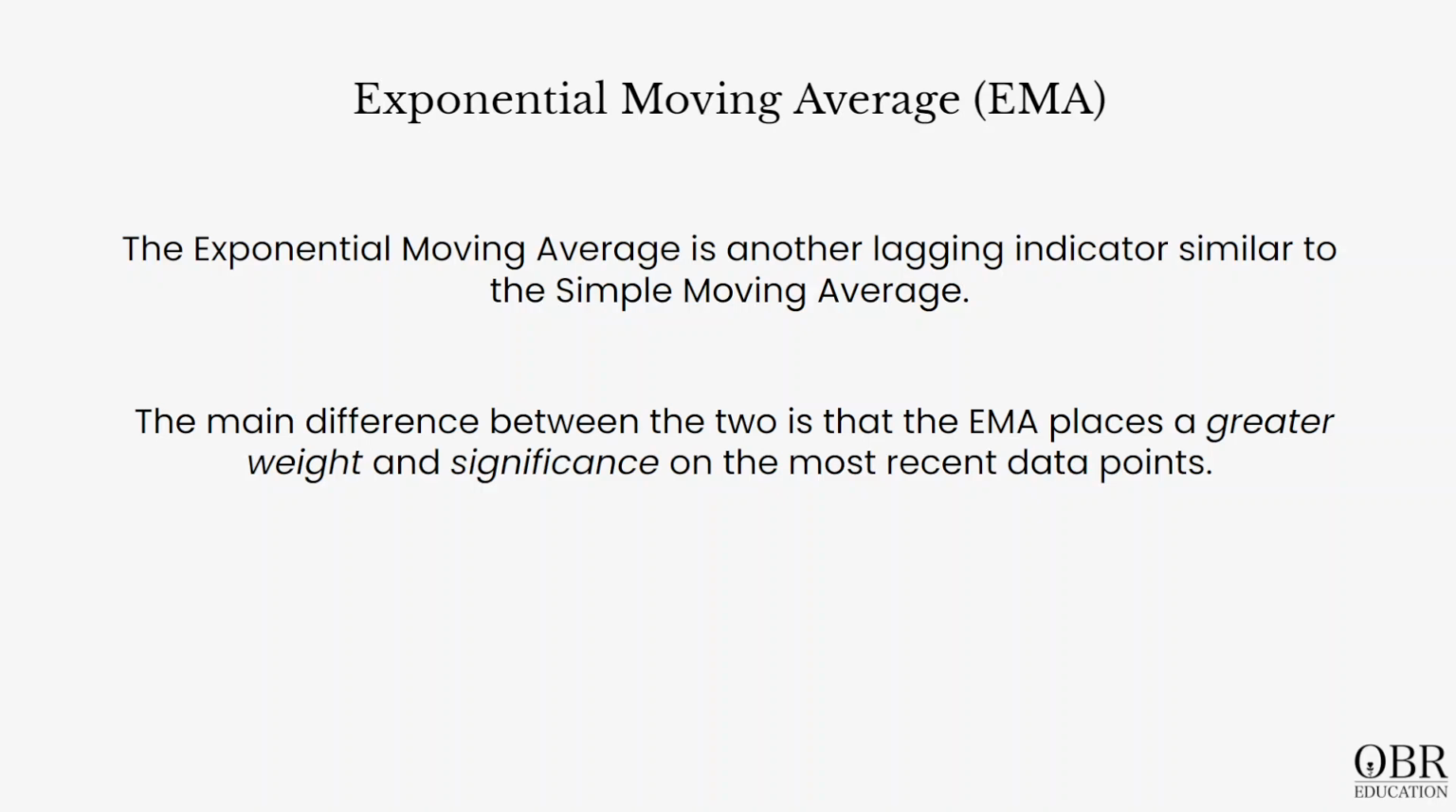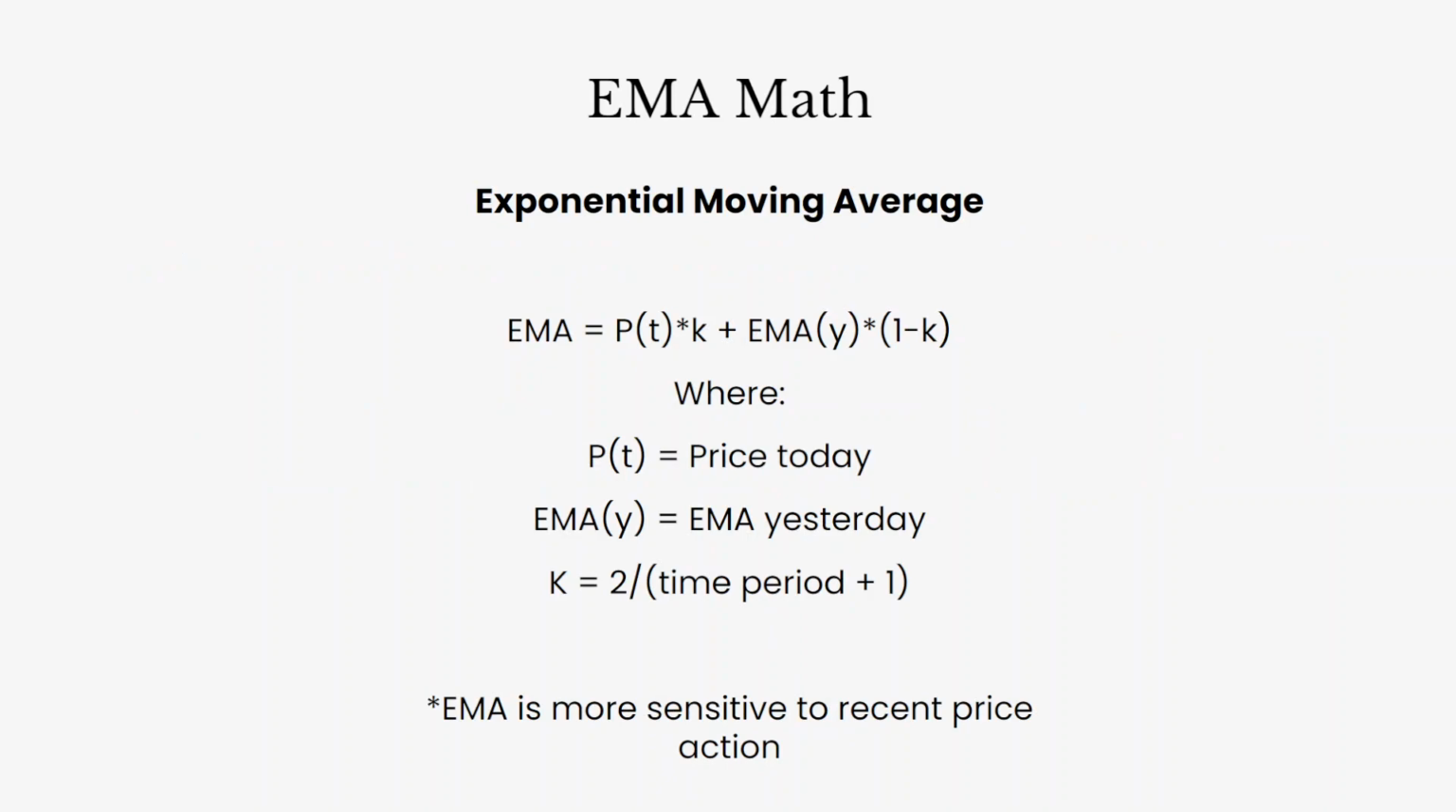So if we see a sudden jolt in price action to the downside, the EMA will react much quicker to the downside than that of an SMA or a simple moving average, okay? So I think that's a pretty simple explanation. I hope you guys all understand that.